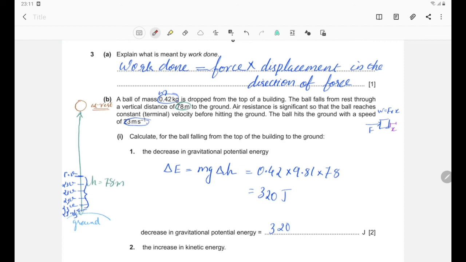So the potential energy of the ball when it was at a height 78 meters above the ground was 320. But when it reaches the ground, as you know height is 0, its potential energy will be 0 joule. So the potential energy changed from 320 to 0.